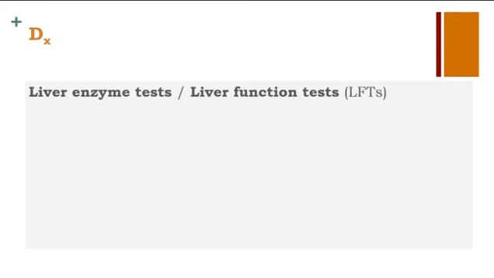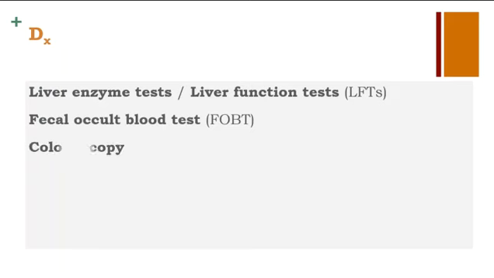First, let's talk about liver enzymes tests, formerly called liver function tests. They are a group of blood tests that detect inflammation and damage to the liver. Fecal occult blood test checks for hidden blood in the feces and is used as a screen for early colon cancer. Colonoscopy is the endoscopic examination of the large bowel and the distal part of the small bowel with a CCD camera or a fiber optic camera on a flexible tube passed through the anus.